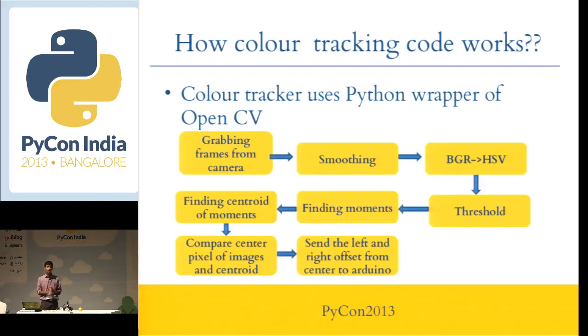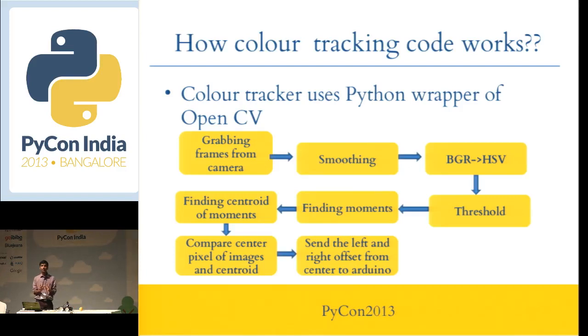After finding the color, we find the average of that color, which is called the moment. Moment means the area of that color. If I show this ball to the camera, the moment is this much area. Then I find the centroid of that moment, of that area, and I get an XY coordinate.